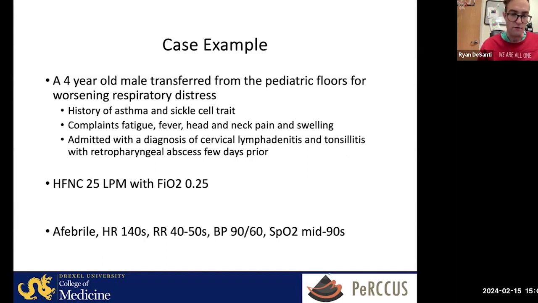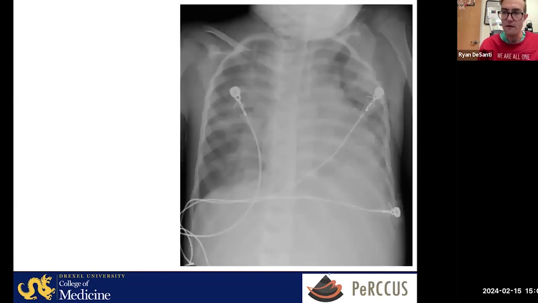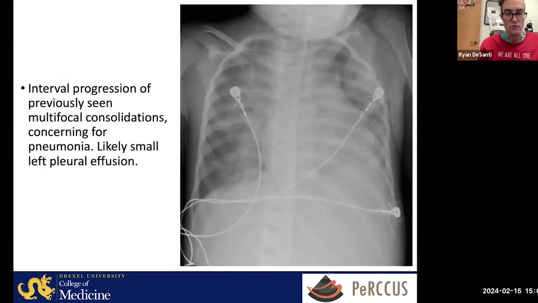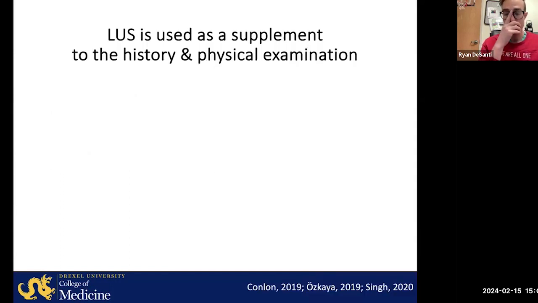During that time, he was afebrile with heart rates in the 140s, respiratory rates 40 to 50 times per minute, a blood pressure about 90/60, and saturations in the mid-90s. Chest x-ray at the time of the rapid response looked like this. And then the radiology read said that there was interval progression of previously seen multifocal consolidations, which were concerning for pneumonia and likely a small left pleural effusion.